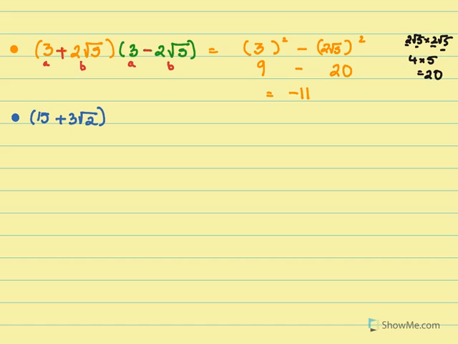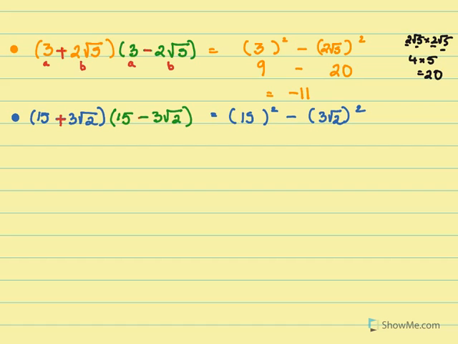So next is 15 plus 3 under root 2. So I have A plus B. The conjugate will be A minus B, or the rationalizing factor will be A minus B. So it is 15 minus 3 under root 2. Which is equal to now A plus B, A minus B, A square minus B square. So I have here 15 and this is 3 under root 2.